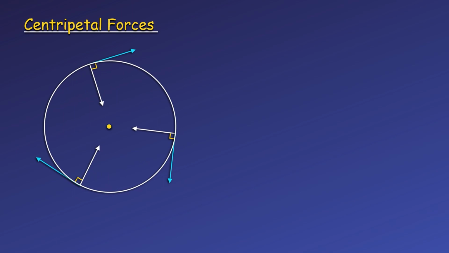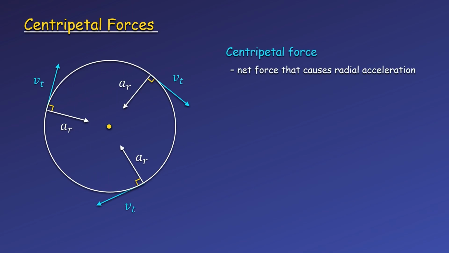We call this radial acceleration because it is inward along the radius. We also may call it centripetal acceleration, centripetal meaning center-seeking. Now we know from Newton's laws that for an object to be accelerating, there must be a net force on that object. When this net force acts to cause an inward radial acceleration like this, we call this centripetal force.